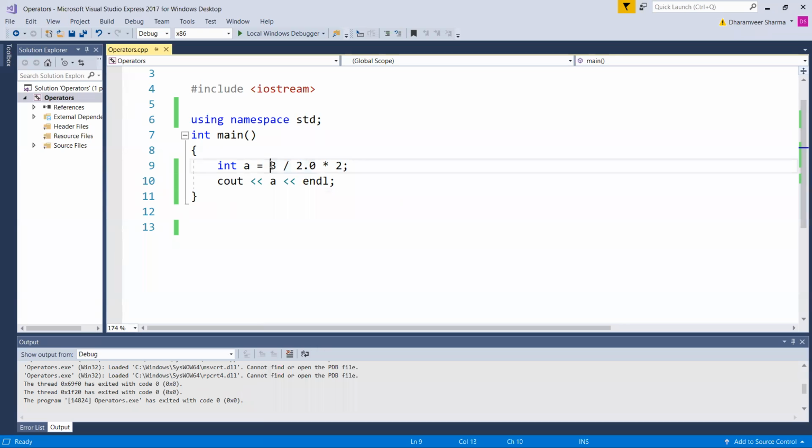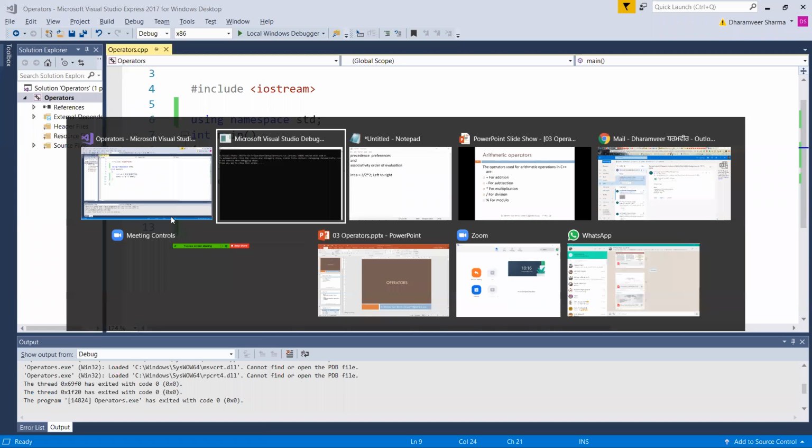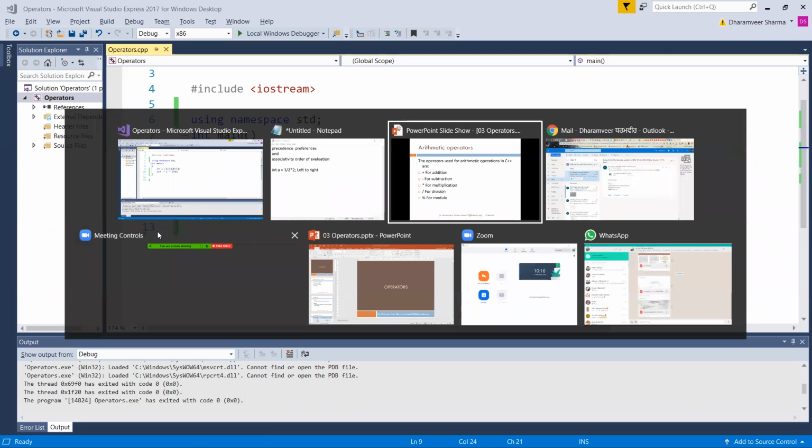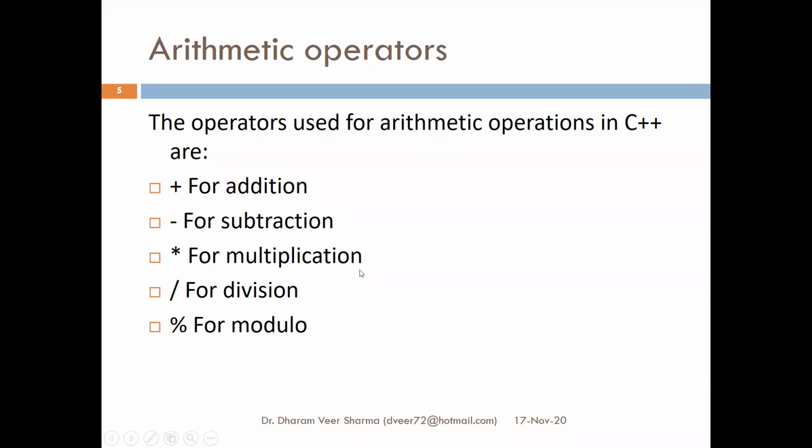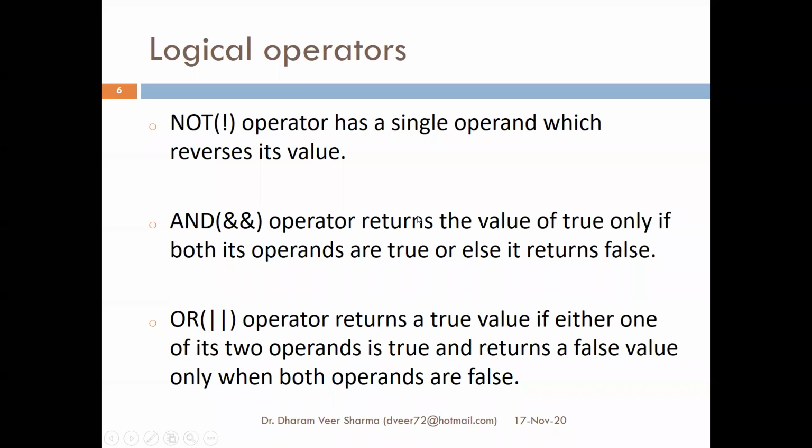See, with minor changes, you can see the result has changed a lot. We just converted 2 to 2.0. We have made it double. This expression will become double and the result will be different. So you need to be very careful about this while evaluating or writing any such expression. Okay, coming back to operators. I won't be discussing all the arithmetic and other operators. We will be discussing just a few.